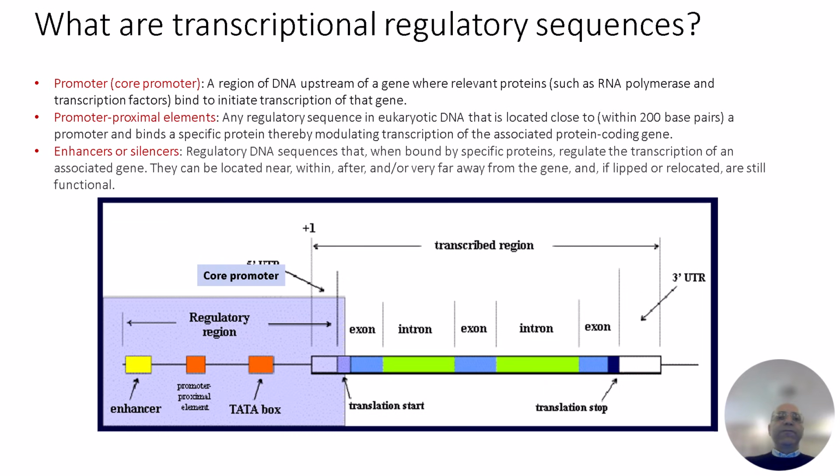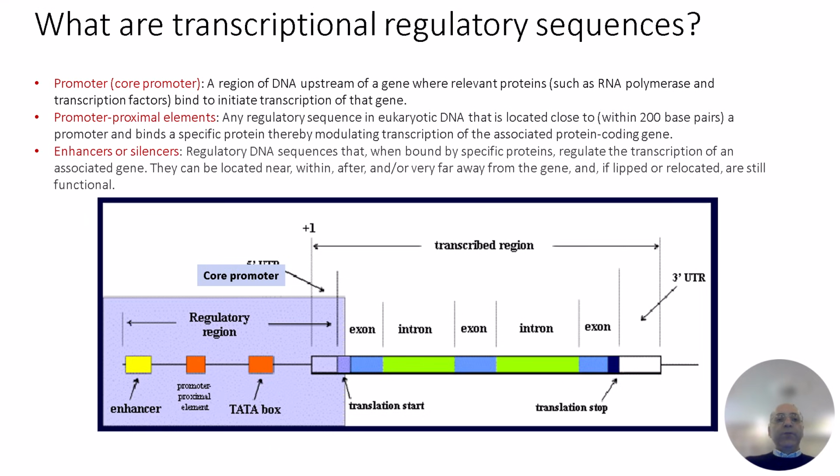So what are the different transcriptional regulatory sequences? Well, here we're talking about the promoter, the promoter proximal elements, enhancers and silencers. So we have a gene, we have the transcription starting point right here, right? And right before the transcription start site, we have the different regulatory sequences. We have the promoter, promoter proximal elements, enhancers, and so on. Now, let's say we want to study this region right here. Note that we can have silencers instead of enhancers.